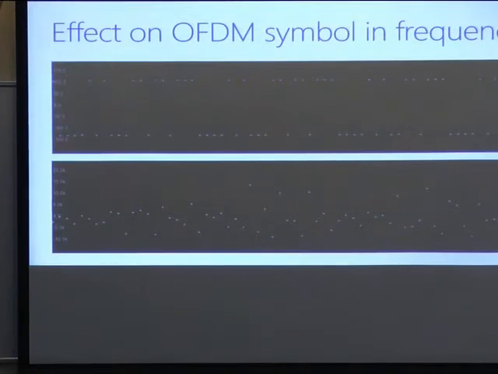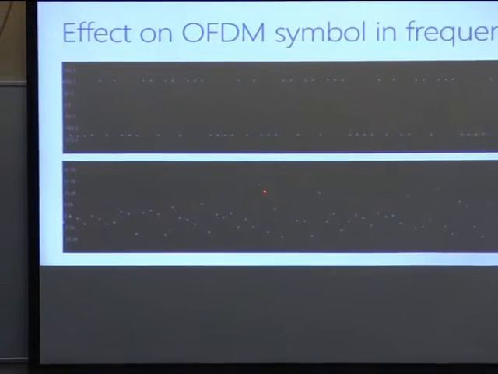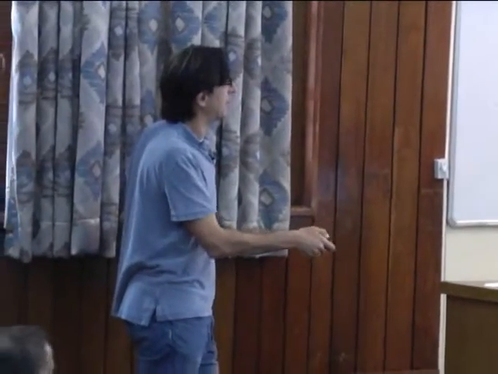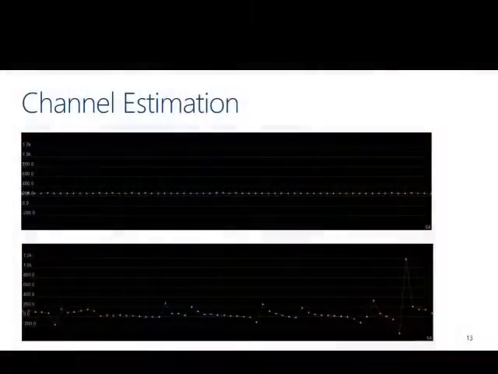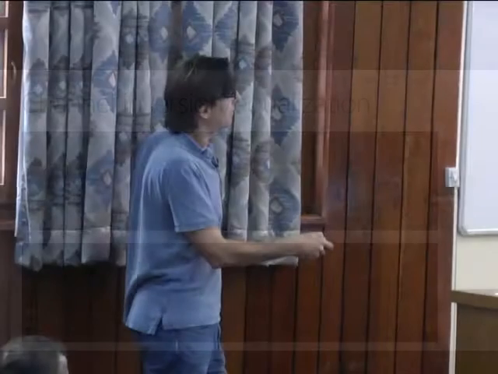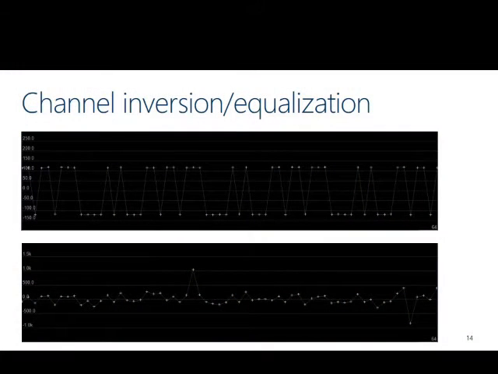This was the thing we saw before. If I don't equalize, I'll get a big mess as well. Now this was the estimated channel. But if I have a channel and I do this equalization, I still get a big mess. So why do I get a big mess?